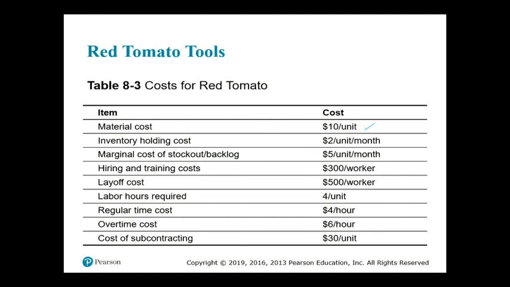And each unit of product requires 4 hours of labor to produce. The regular time salary is $4 per hour. The overtime salary is $6 per hour. And for each product purchased from an outside supplier, it's going to cost $30 for Red Tomato.